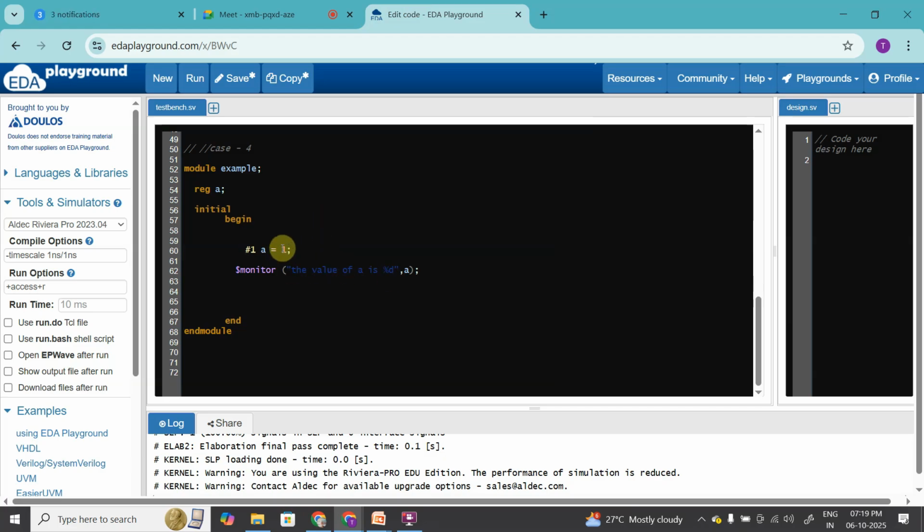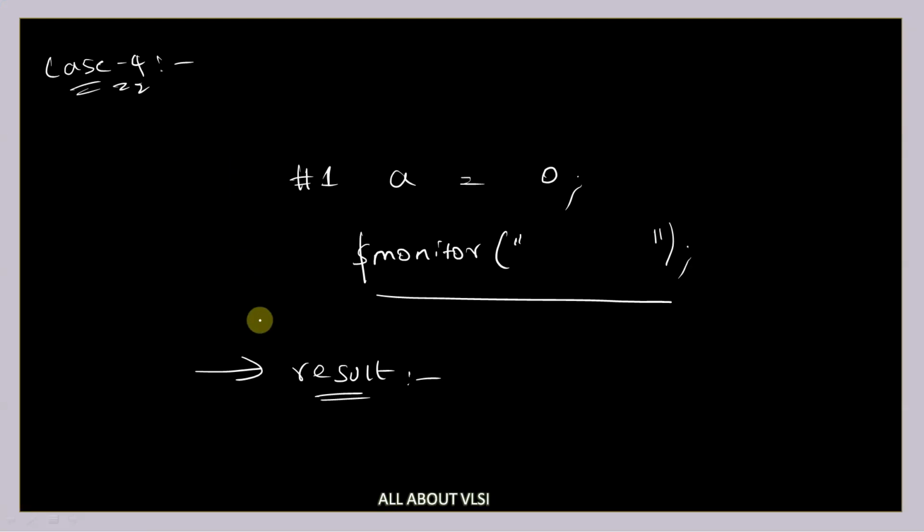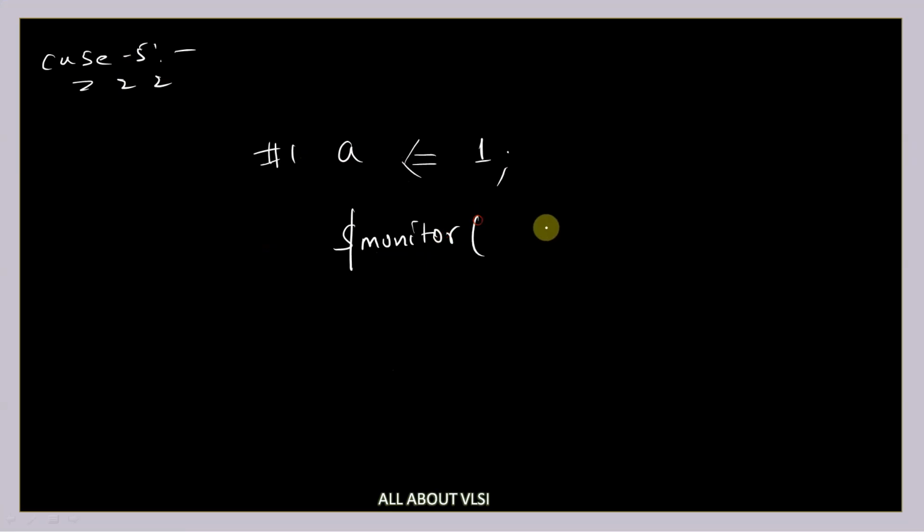Now this was one case. Now let's say I'm using inter assignment delay with non-blocking assignment. So this was my case 4, and case 5 which I'm going to write down is, in case 5 what I'm writing is A #1 non-blocking 1, and I'm using $monitor. Now what will be printed in this case? What will be my result?